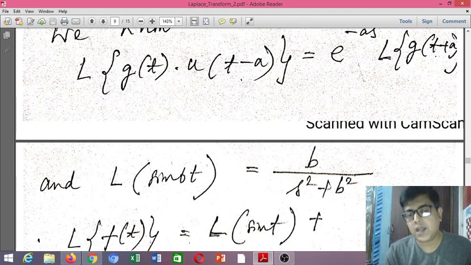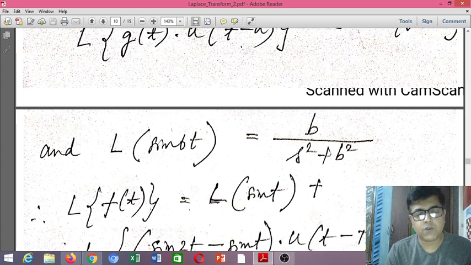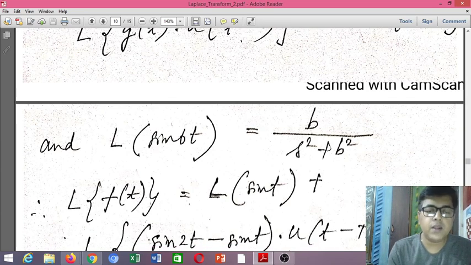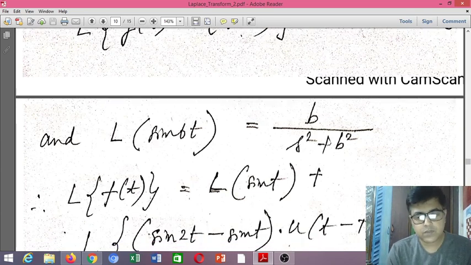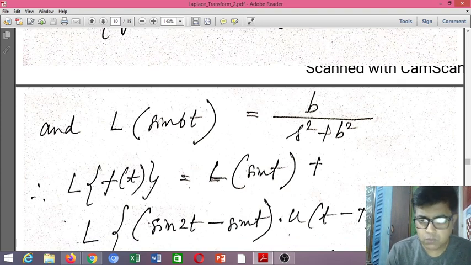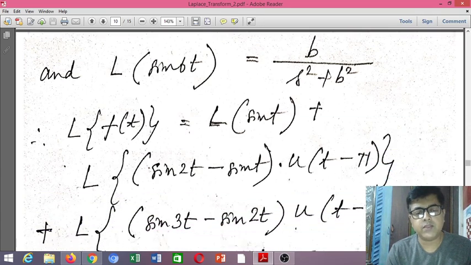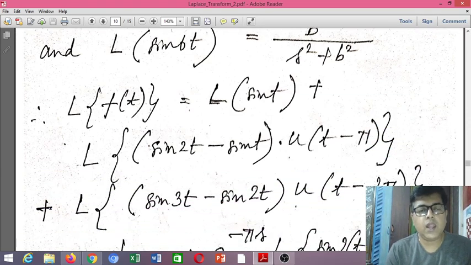So keeping these two results in mind, now what I'm going to do is take the Laplace transform of the unit step function representation that I have written in the previous line. So I just blindly take the Laplace transform on both sides. So by using the linearity property, it will be something like this. You'll get L of ft equal to L of sine t plus L of sine 2t minus sine t into ut minus pi plus L of sine 3t minus sine 2t into ut minus 2 pi, right? So we'll get this.